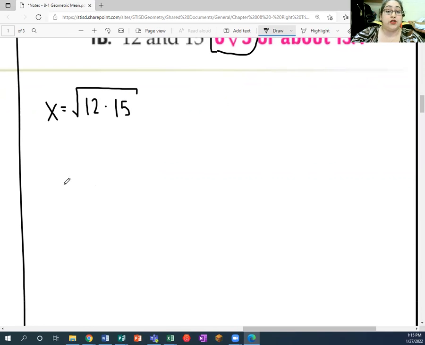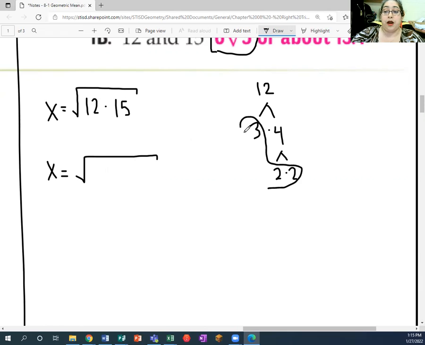I'm going to think of 12 as a list of its prime factors. So I'm thinking about 12, and I can get to 12 by multiplying 3 and 4. And I can get to 4 by multiplying 2 and 2. So here's my list of prime factors for 12, and I'm going to write those right in here under my square root. And then I'm going to put the multiply that I see here between the 12 and the 15.